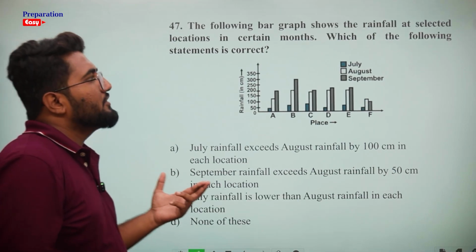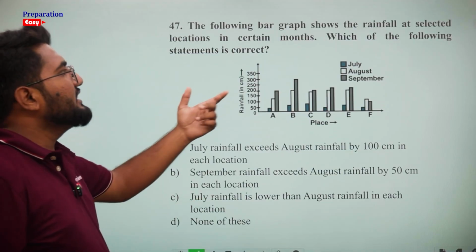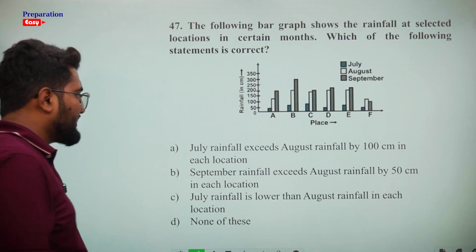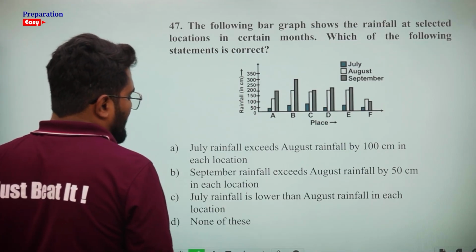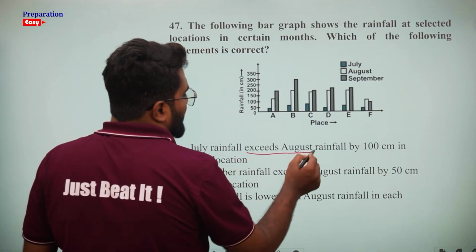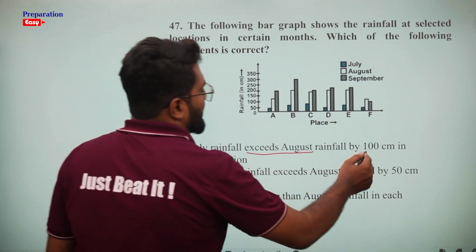The following bar graph shows the rainfall at selected locations in certain months. Which of the following statements are correct? Okay, we have to find the correct statement. The first statement states that July rainfall exceeds August rainfall by 100 centimeter.